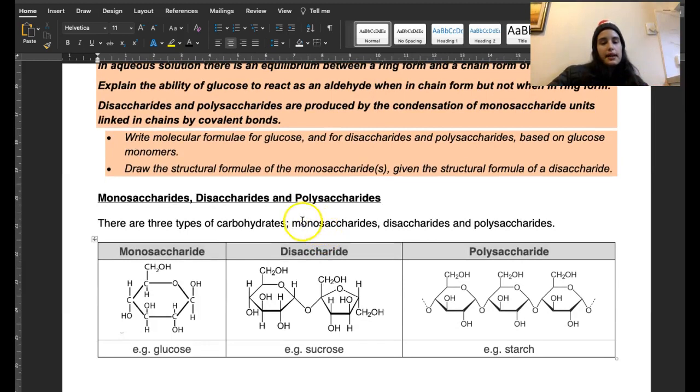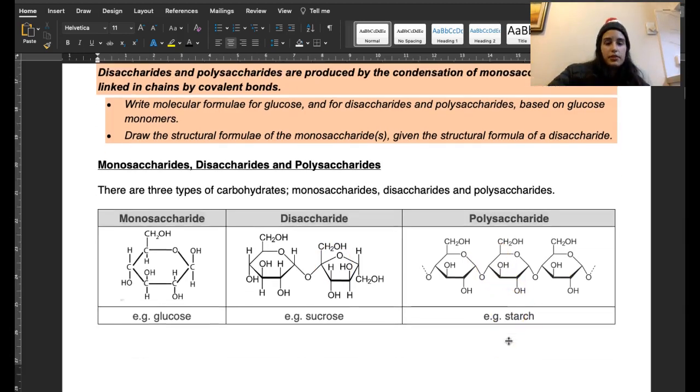There are three main types of carbohydrates. They are monosaccharides, disaccharides, and polysaccharides. Monosaccharides being one sugar, and so glucose and fructose are examples of those. A disaccharide being two sugars, sucrose is an example of that, and a polysaccharide being something like starch, which is in something like potatoes, for example.